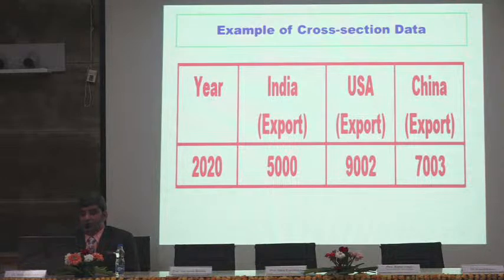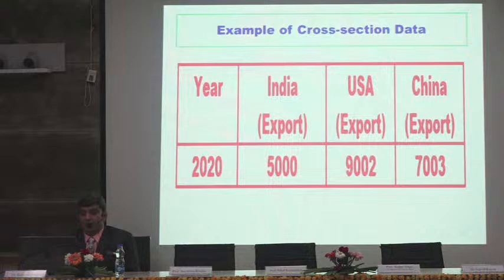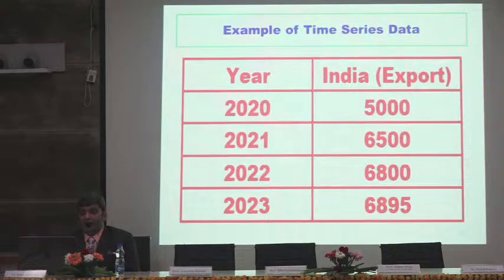Next, we use the example for the time series data. This is the data for only India export, only one unit. And this data is according to time, 20, 21, 22, 23. So this data is in order of the time. That is why we use the time series data. By this example, we easily understand the difference between cross-section data, that is for a single point of time, and the time series data, that is according to time.